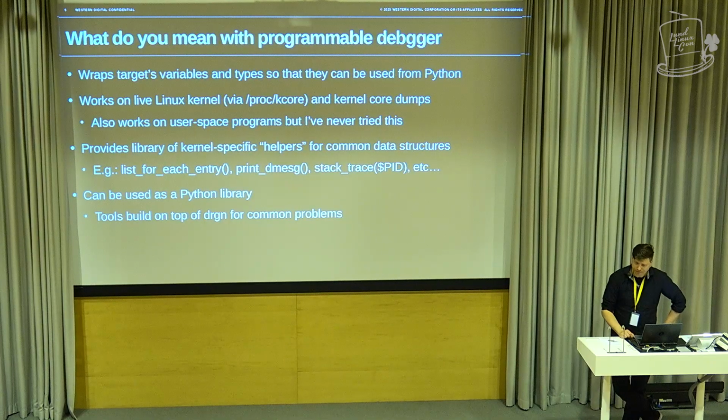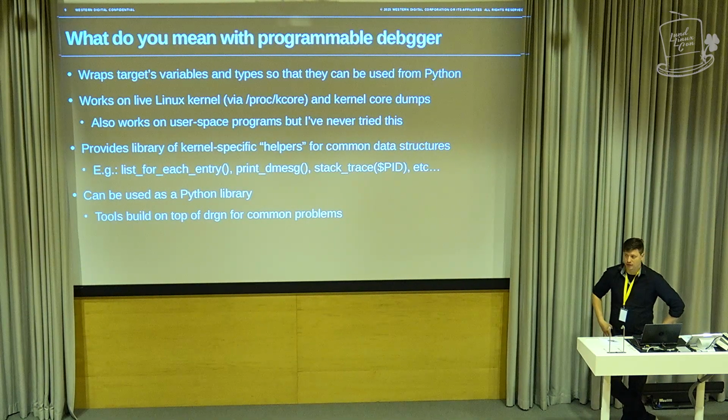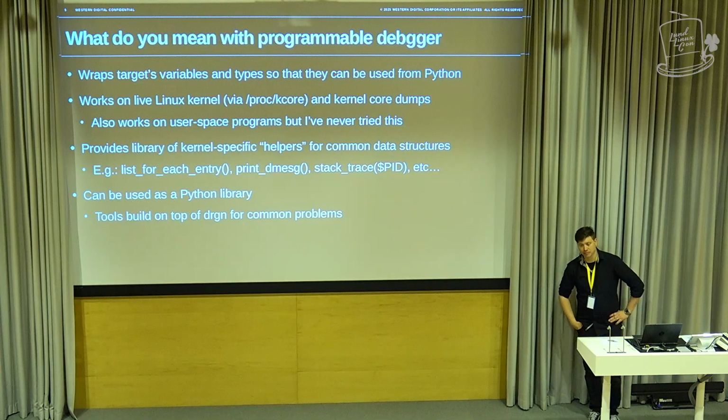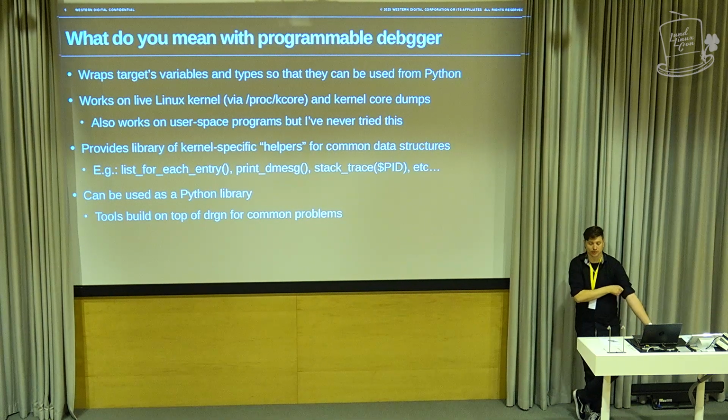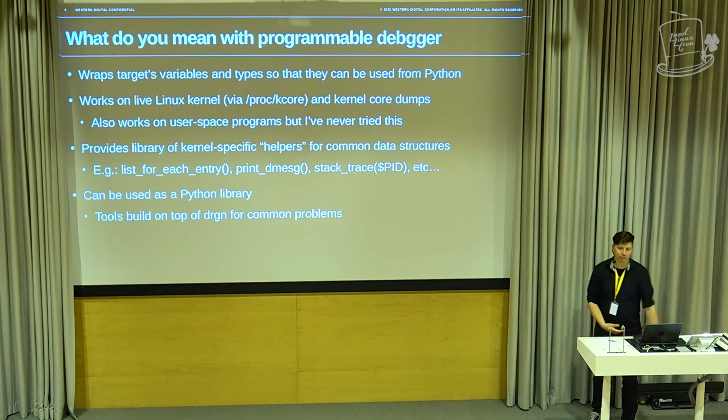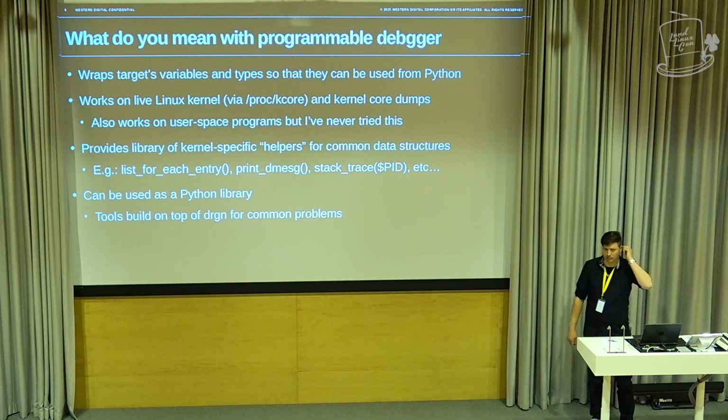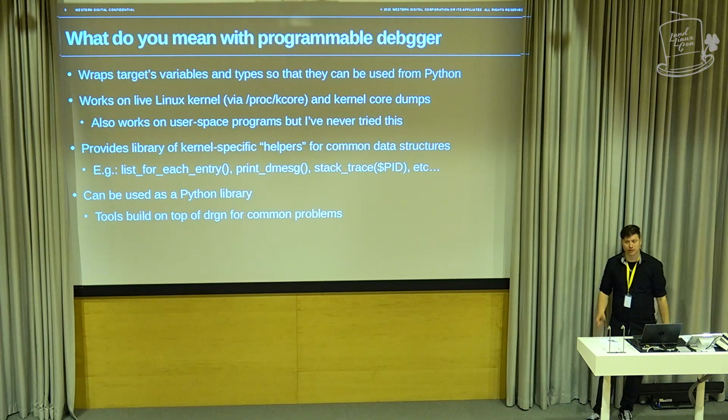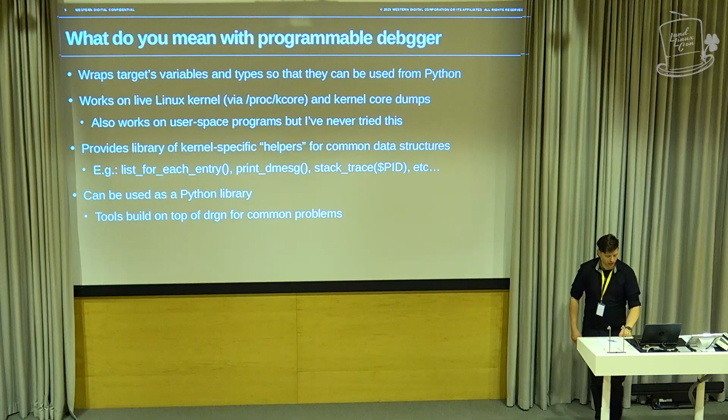And then it has some helpers for kernel-specific stuff, like list_for_each_entry, which everyone knows. There's also print dmesg, which is very handy if you're working with a crash dump, so you could just look up the dmesg. Then you can get the stack trace of a PID, access the frame of a stack trace, etc., etc. And it's a Python library, so you can just write your Python scripts introspecting the kernel. And I think in the Linux kernel source, there are even some Dragon Python scripts to introspect the cgroups hierarchy of your running system.